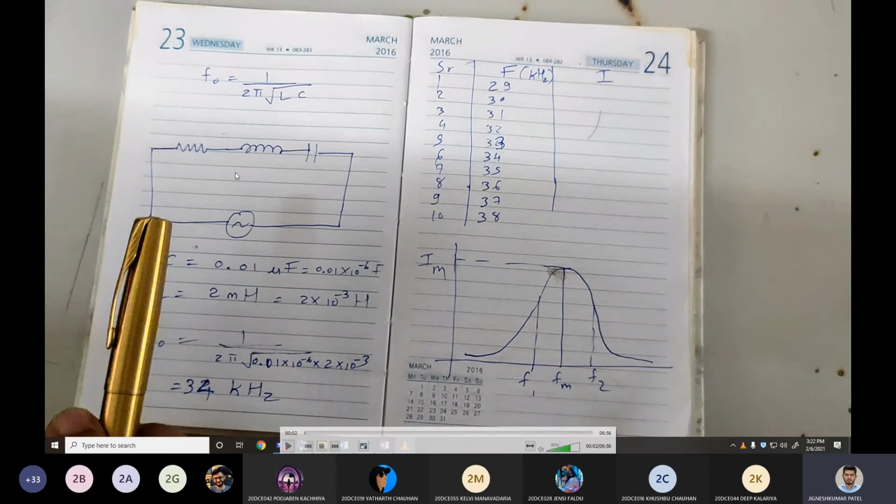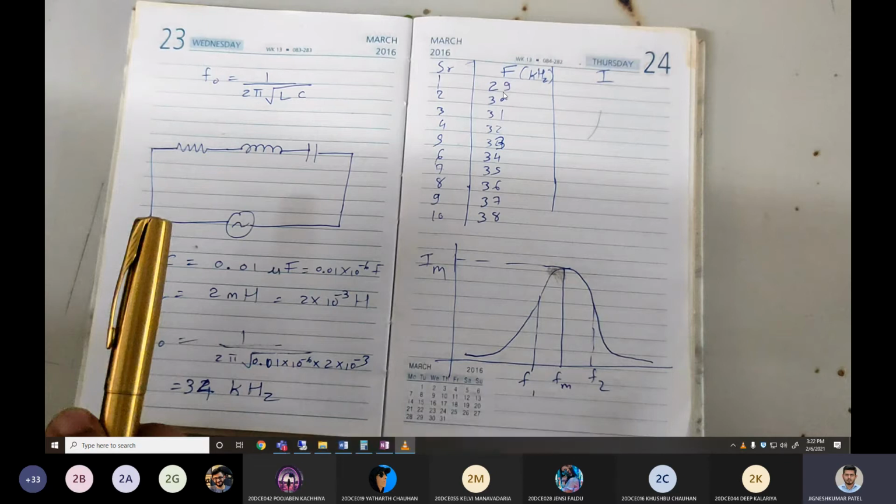This is my circuit, and these are the values. All calculation has been done. You have to do nothing, just take a screenshot once we complete this. These are the frequencies that we are going to vary. We are going to vary from 29 kilohertz up to 38 kilohertz. This is kilohertz, not 29 hertz, but 29 kilohertz.